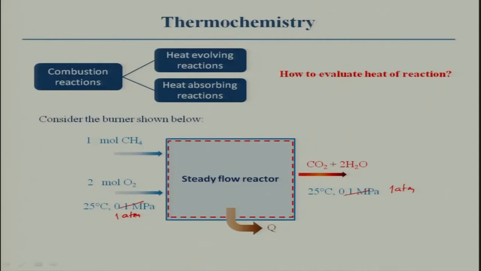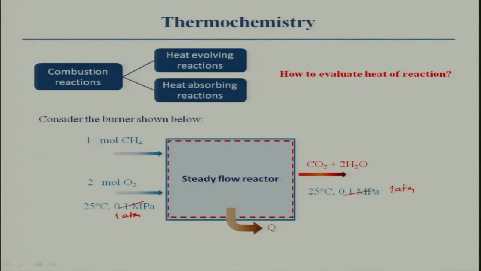And you might be wondering why I have taken this, any idea? Because we are talking about heat of reaction, there should be some standard state. So therefore, I have taken that, because the standard state is 25 degrees Celsius and 1 atmosphere pressure, not 0.1 megapascal. Are you getting it? And of course, if it is reacted and some heat is evolved, then heat can be transferred, that is Q. Now, I need to find out how much heat is evolved, because whatever heat is released is going out, that is the balance.